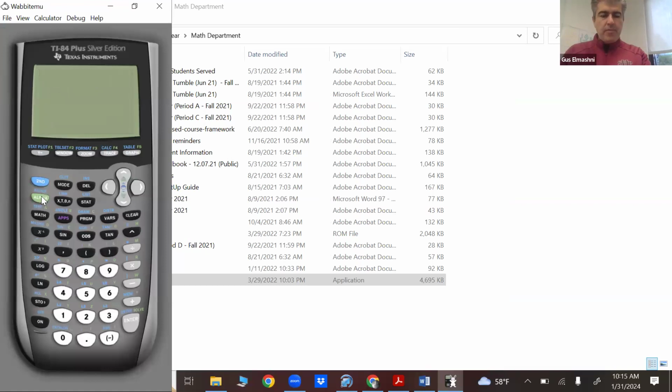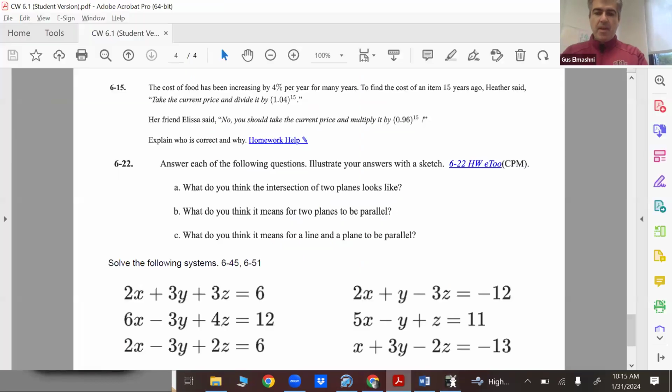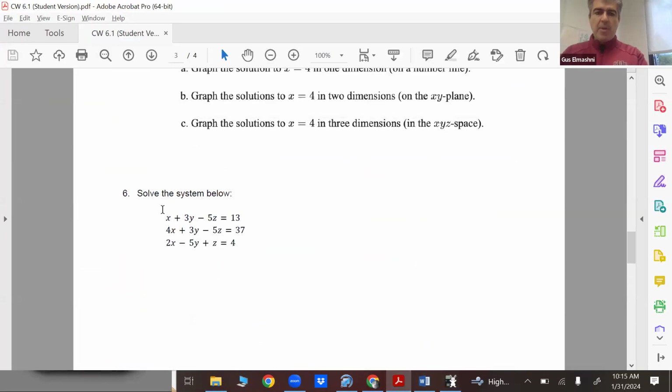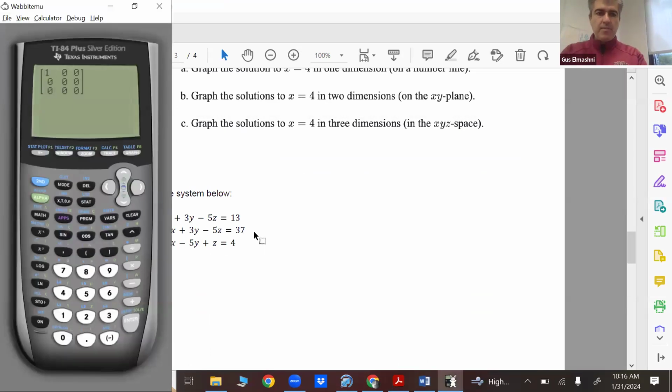You're going to do something called a matrix. It's really, really confusing at first, but I'm recording this, so you guys can watch the recording later. So you hit alpha zoom, and you select something called a 3x3 matrix. And what you do is you put in all the coefficients of your equations, but they have to be written in standard form. So I put 1, 3, and negative 5. Then I put 4, 3, negative 5, 4.